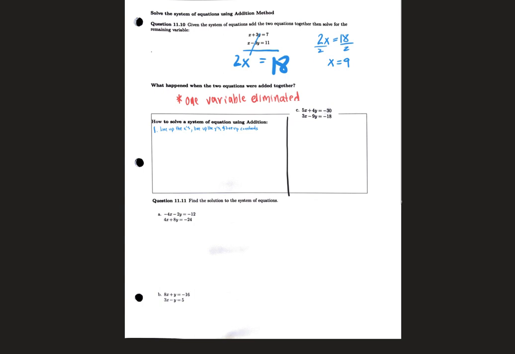Okay, after we have that all lined up, step 2, which I personally think is the hardest step, is we want to multiply one or both equations by a constant so that one variable has the same number but opposite signs as the coefficient.